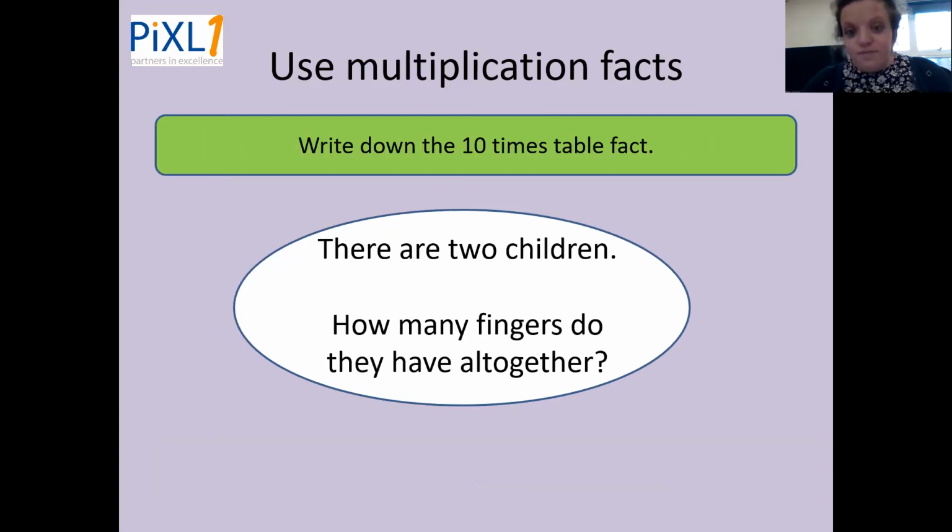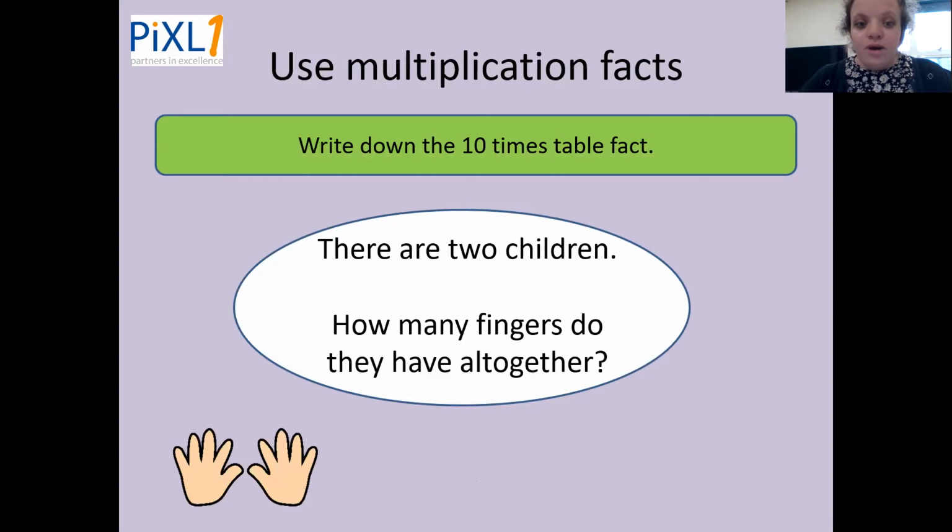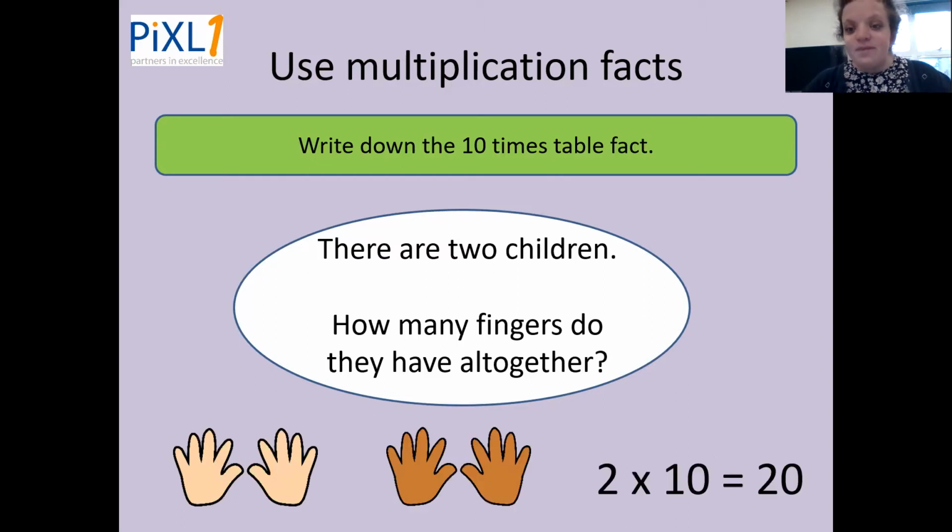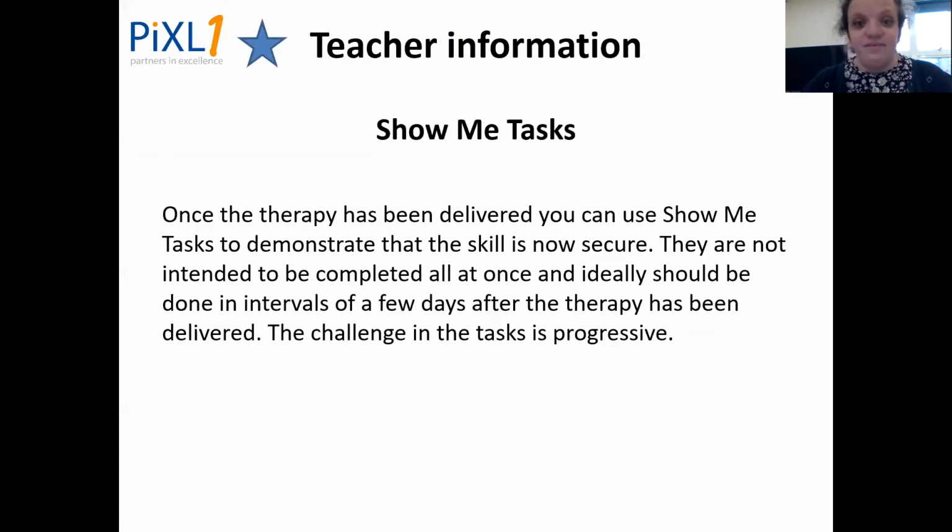There are 2 children. How many fingers do they have all together? So each child has 10. How many fingers do they have all together? And write down the number sentence too. Okay, pause if you need to. Right, so we've got 2 times 10 is 20 because it's 2 groups of 10 fingers.